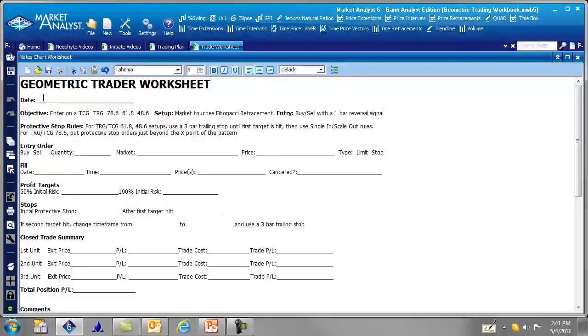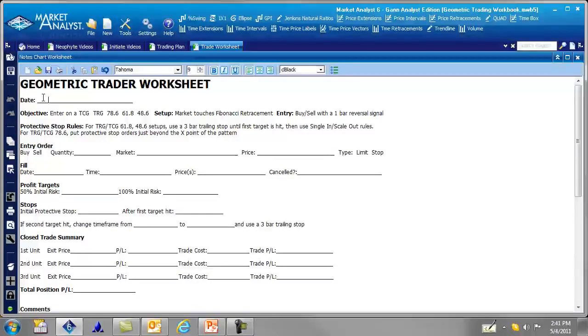and the alert goes off and it says that you're at the fib level, and now it's time to keep an eye on the 1-bar reversal. Now you can actually go ahead and start putting your orders in the market because you know where your initial stop is, where your target is, and that is the time when you're going to print this up.